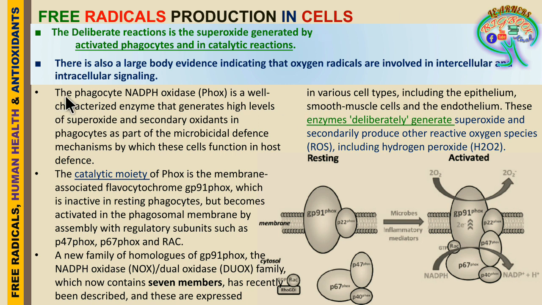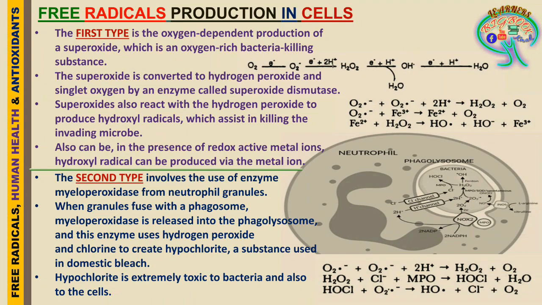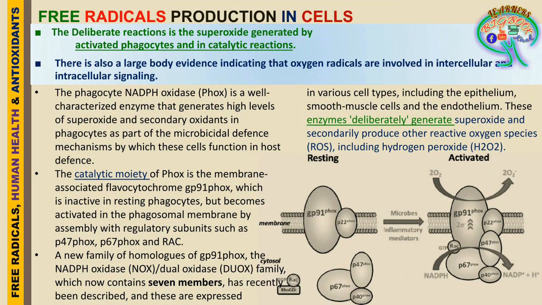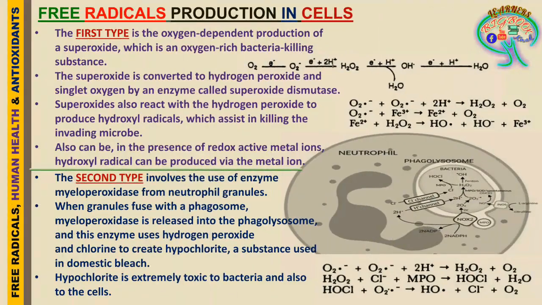Now within this, the phagocyte NADPH oxidase, FOX, is a well characterized enzyme that generates high levels of superoxide and secondary oxidants in phagocytes as part of the microbicidal defense mechanisms by which these cells function in host defense. Now here it is similar to what we have discussed, but the mechanism or the metabolic activity is different compared to this.